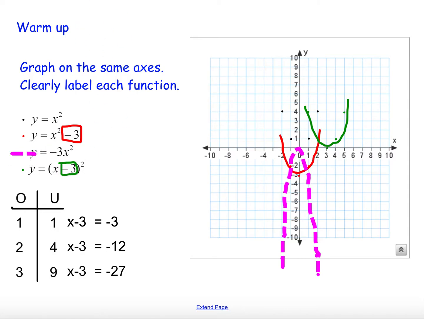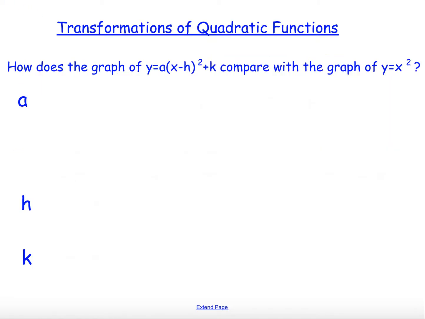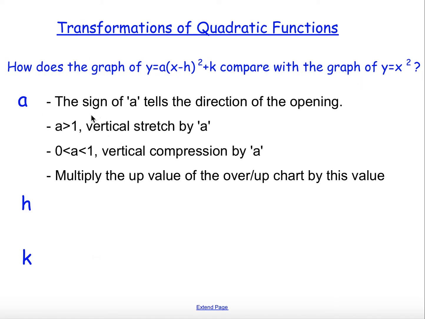Okay. Alrighty. Moving along. So just to recap all of the transformations. So how does this compare to this? Well, the A value tells us the direction of the opening by the sign. Positive would be up, negative would be reflected down.